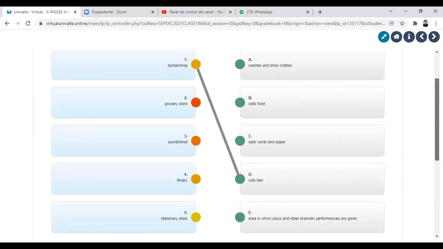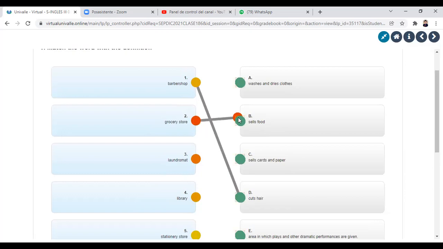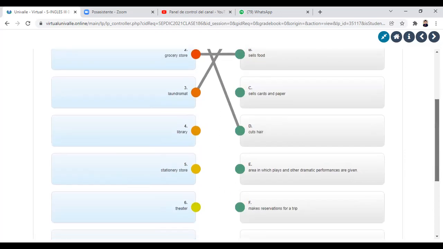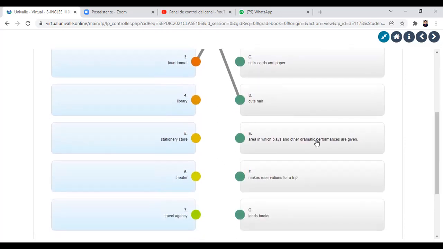Grocery store will be sells food. That will be the definition. Laundromat washes and dries clothes. Library, that will be lends books. Okay. Stationery store.